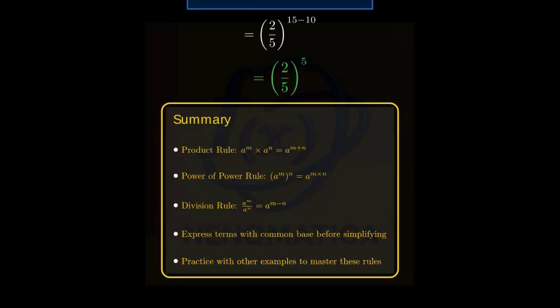We use several key exponent rules. First, we use the product of powers rule, which states that when multiplying with the same base, we add the exponents. Second, we use the power of a power rule, which states that when raising a power to another power, we multiply the exponents. Third, we use the division of powers rule, where we subtract exponents when dividing expressions with the same base. And finally, we learn to rewrite expressions in terms of a common base or fraction to make simplification easier. Try these techniques on similar problems to strengthen your understanding of exponent rules.